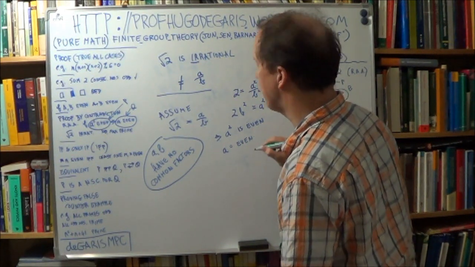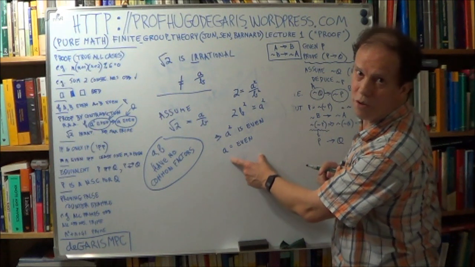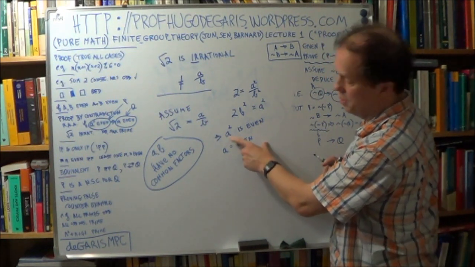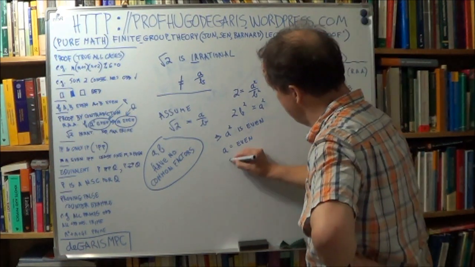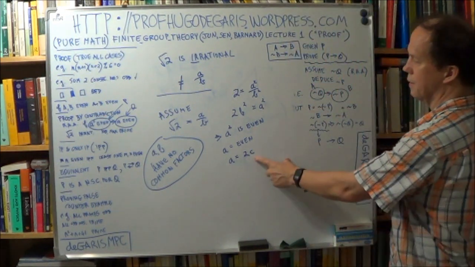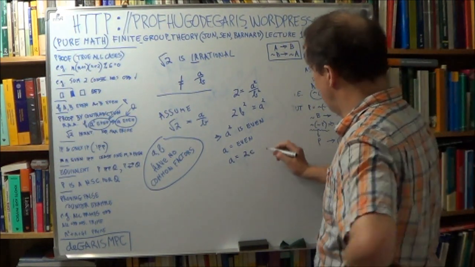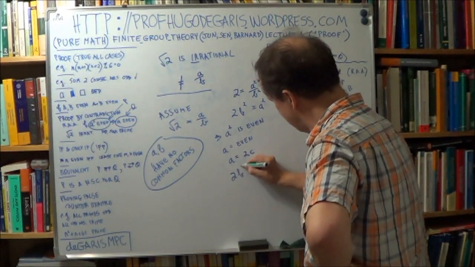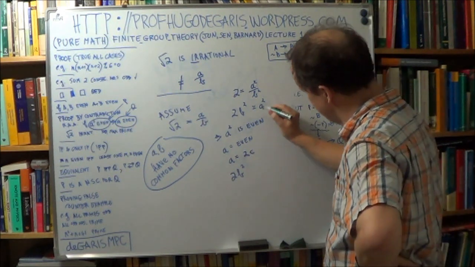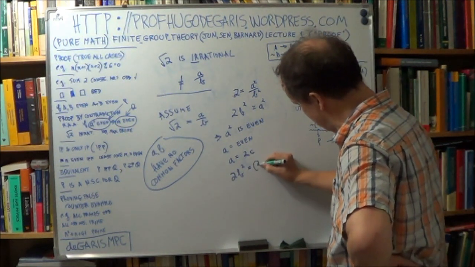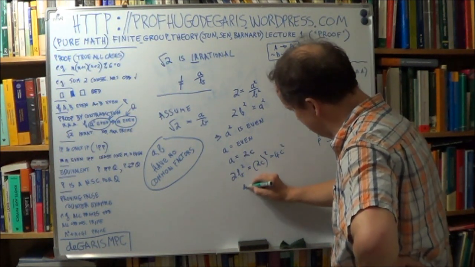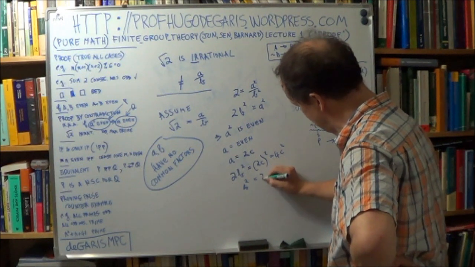I haven't proved that, but it's not too difficult. You could prove that yourself, right? If A squared is even, A is an integer, therefore A is even. And that means that A can be written in the form, let's say 2C, where C is an integer. We'll plug that in here. So now 2B squared is A squared, well, that's 2C squared, so that's 4C squared. And that means that B squared is 2C squared.